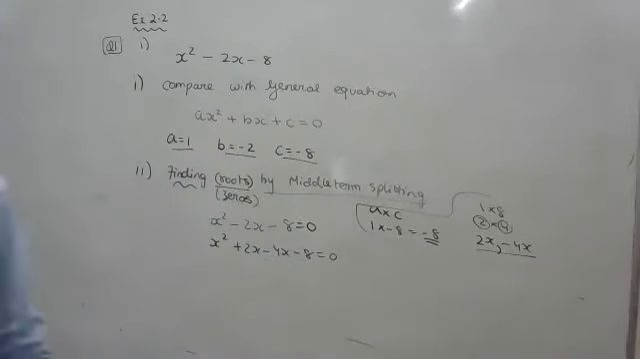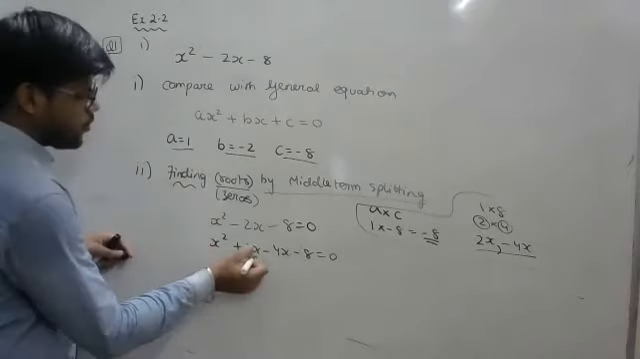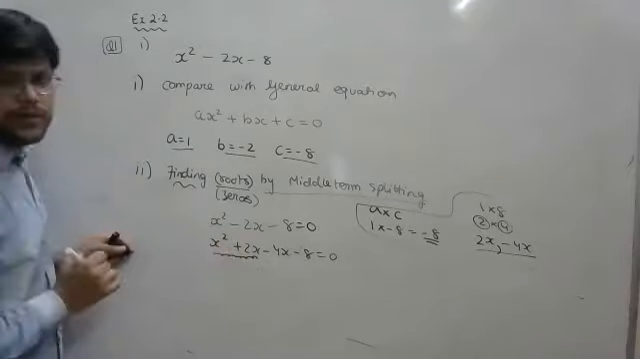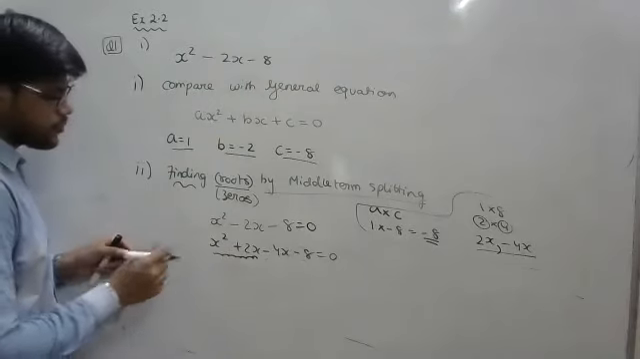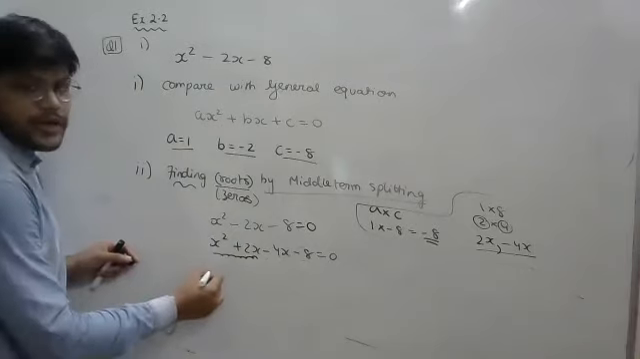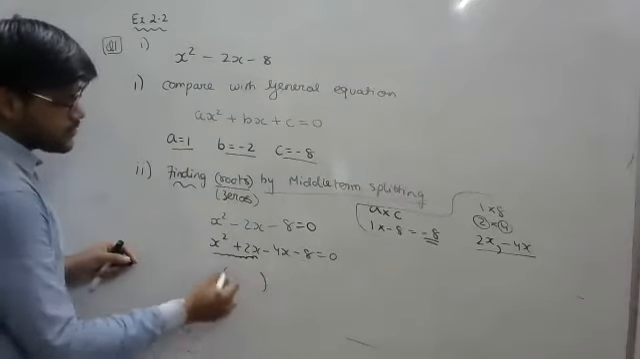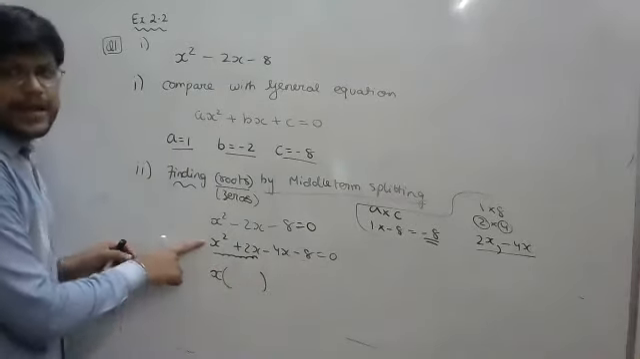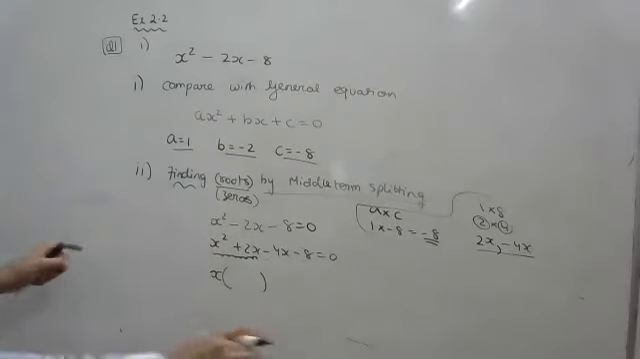So x square plus 2x minus 4x minus 8. Now I'll take the term common. What would be the common term? Only x. Correct. So x common. So here it is x square, x into x. So 1x would be 2.